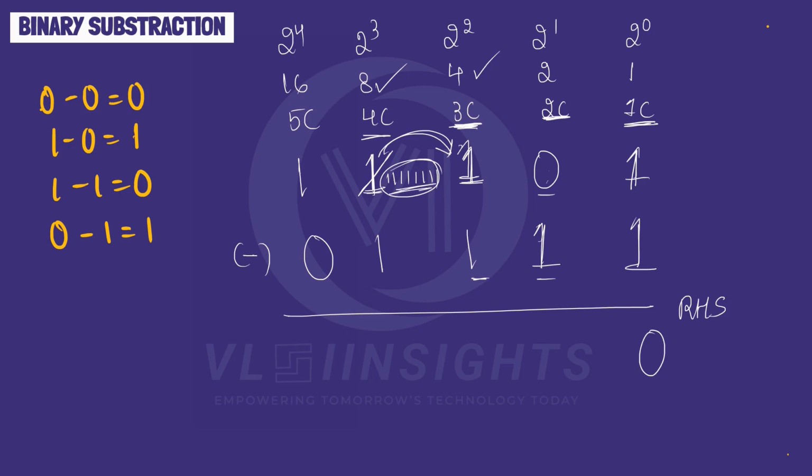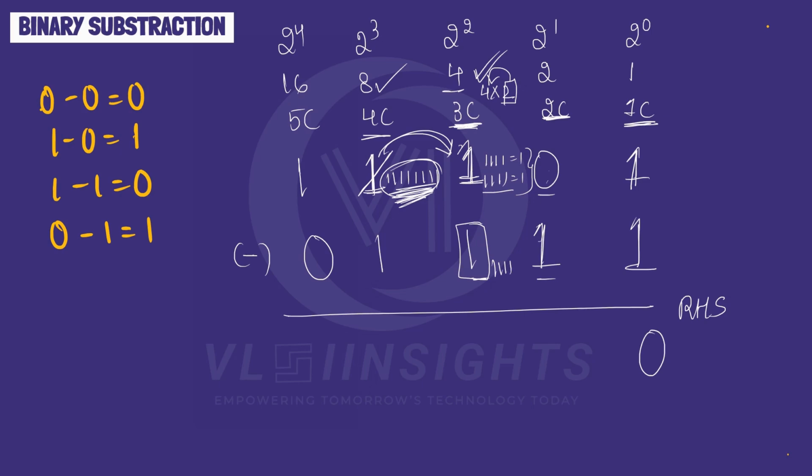But how do I represent that 8? That 8 can be represented in terms of 4, nothing but 4 into 2. So 4 and 4, which means what? I have two ones, each of weightage 4. So here I have two ones, each of weightage 4. And what is the weightage of this number? It is again 4 only.